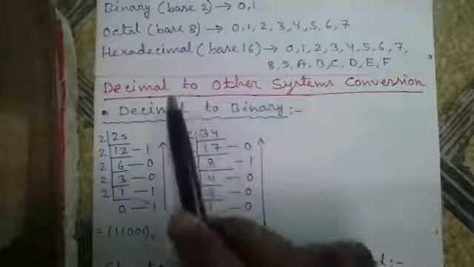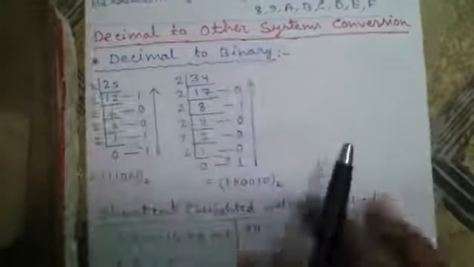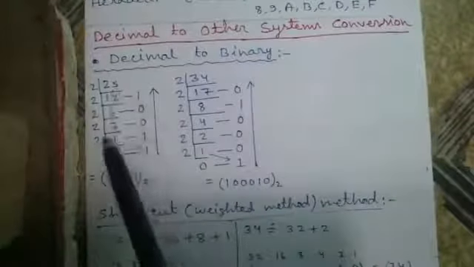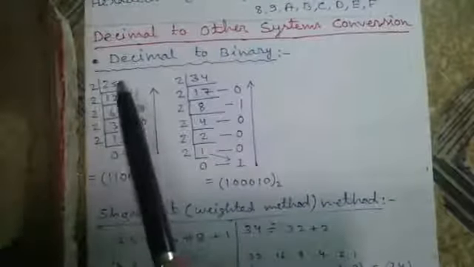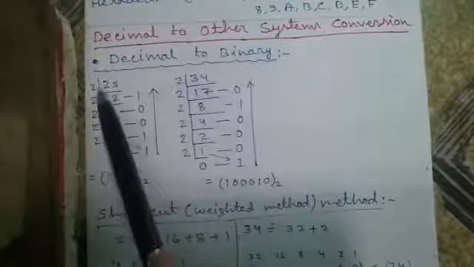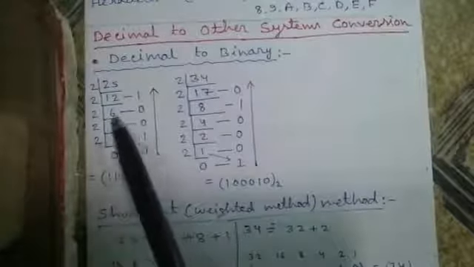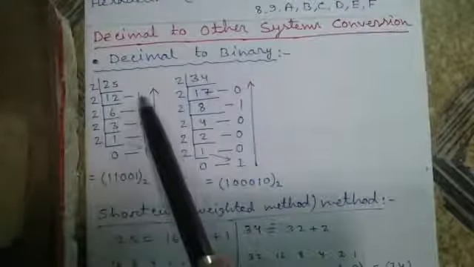Now the conversions: decimal to other number system conversion, decimal to binary conversion. This process is called repetitive division process. Here we repeatedly divide our source number by our destination base. Here destination base is binary, base 2, repetitively until we get 0 at bottom, and we will write quotient at the bottom and remainder at the right.